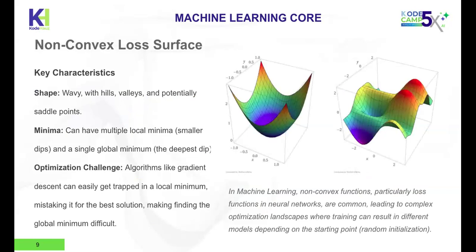It is non-convex. So here is another view of it. This is a convex loss landscape in 3 dimensions. You can see it has a single minimum right here. But here it is non-convex. You have a global minimum here, and another local minimum here where you can drop in. And then you have these two maxima as well, right? So this is non-convex. The key characteristic is that the shape is normally wavy. It has hills like this. It has valleys and potentially saddle points like this one, right?